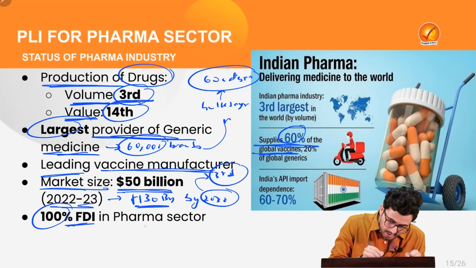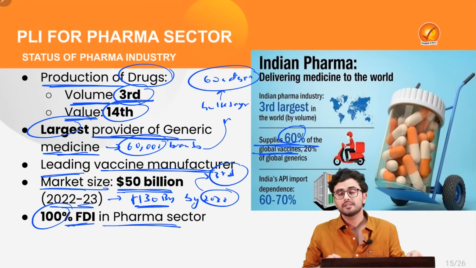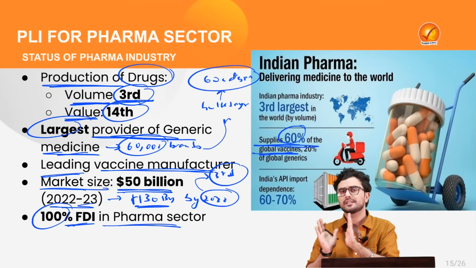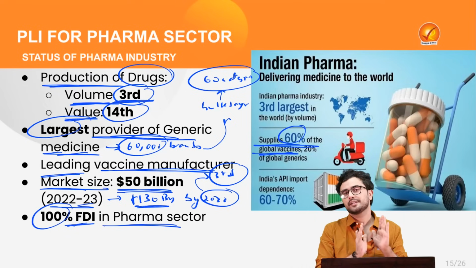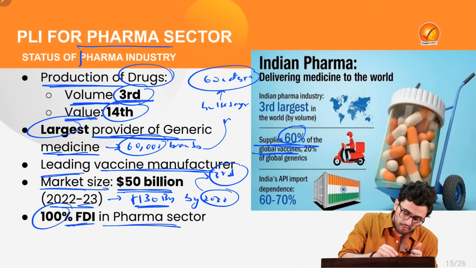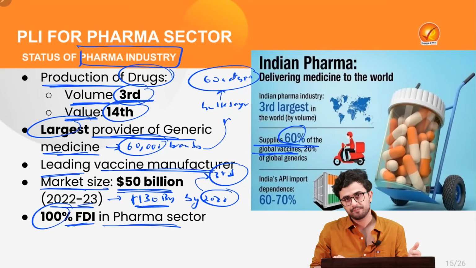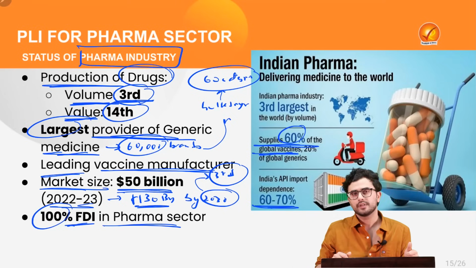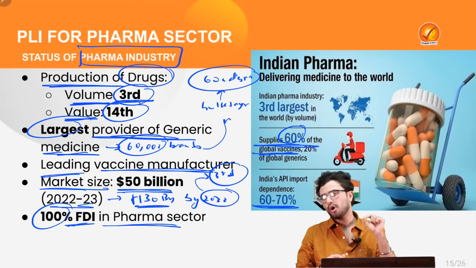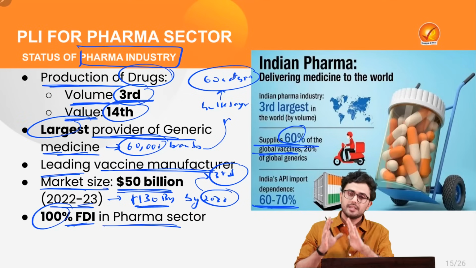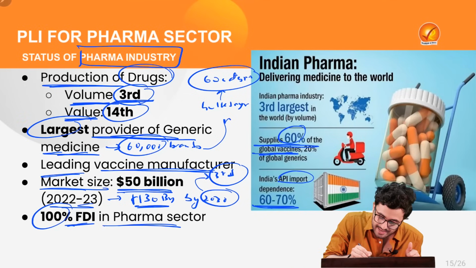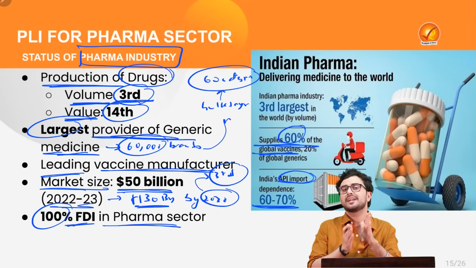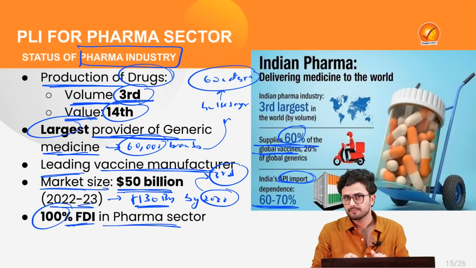To further promote growth of this sector, the government has provided 100% foreign direct investment under the automatic route when it comes to the pharmaceutical industry. However, as you can see on the infographic, there is a major problem that India relies on API imports and has up to 60 to 70% dependence.